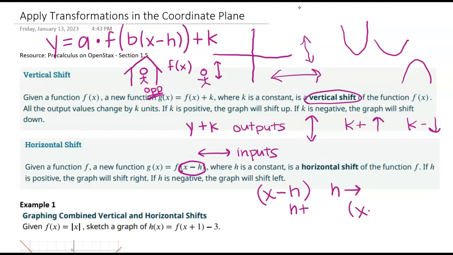If h is negative, then inside the parentheses, I'm actually going to have x plus a number, which means that h moves us to the left because h is negative in this case. Let's look at an example.